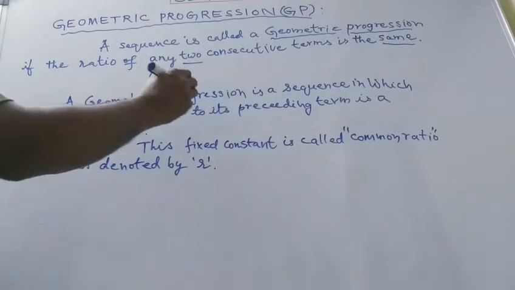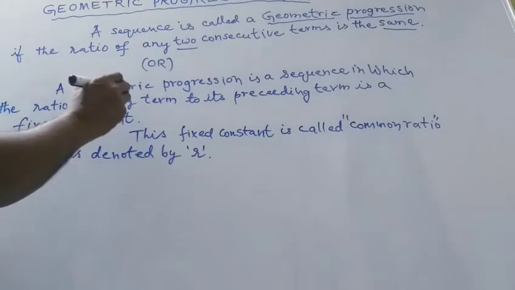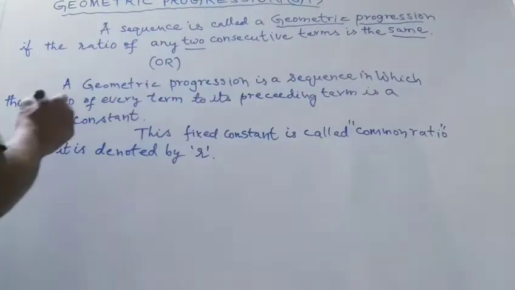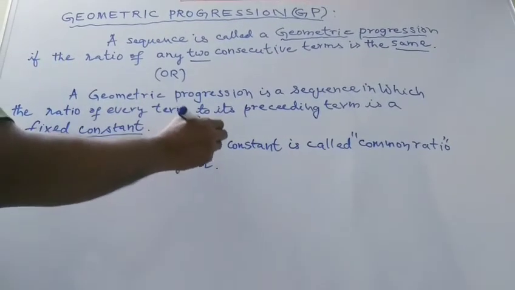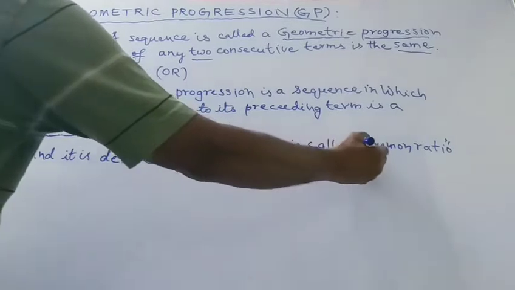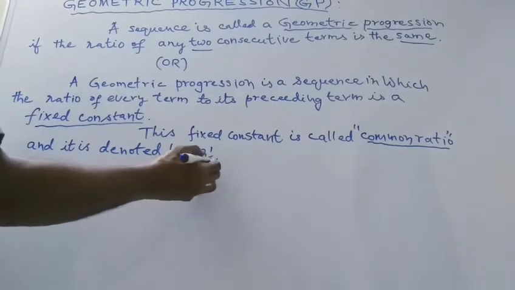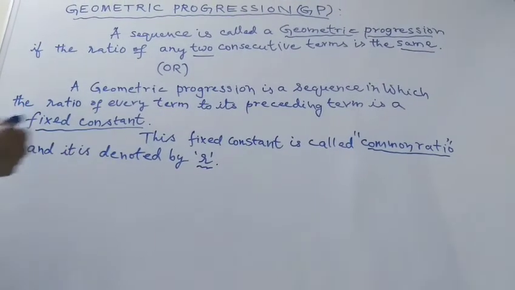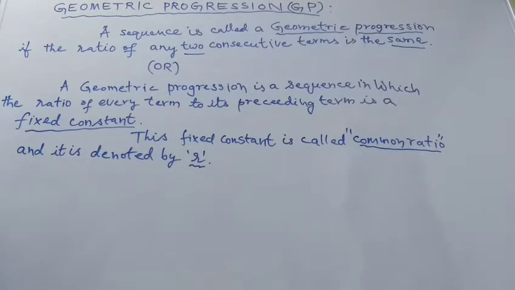A geometric progression is a sequence in which the ratio of every term to its preceding term is a fixed constant. This fixed constant is called common ratio, and it is denoted by small r. So this is the definition of the geometric progression.